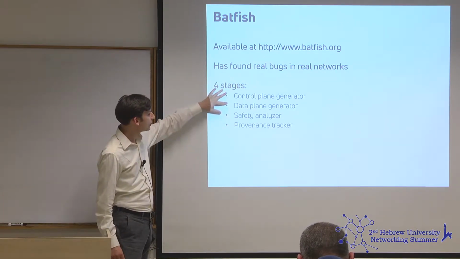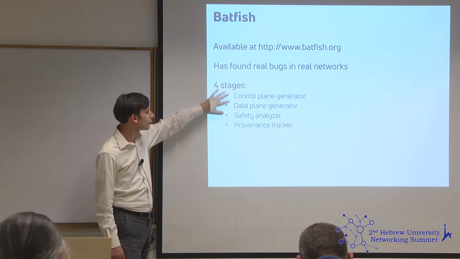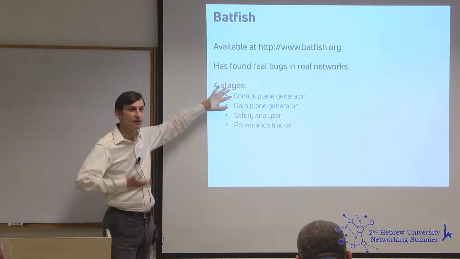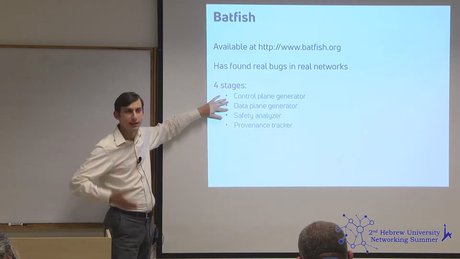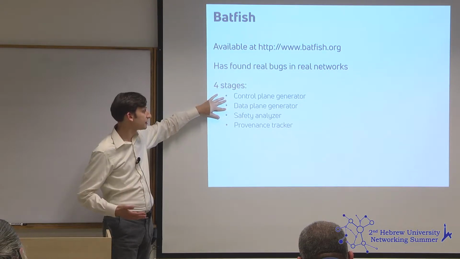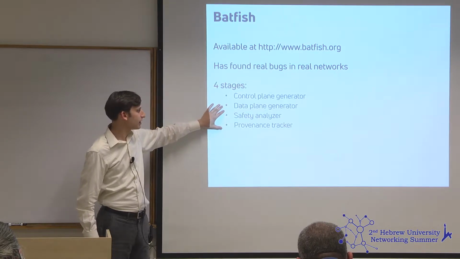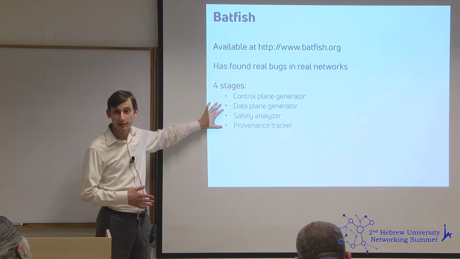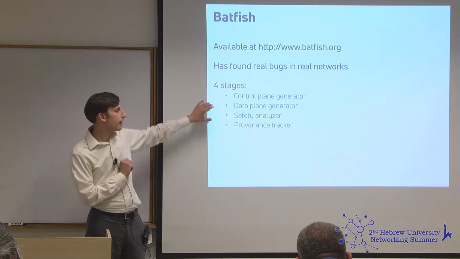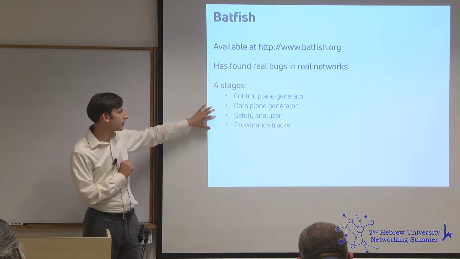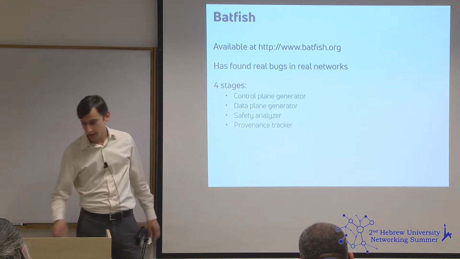Okay. So there are four stages here. We're going to generate the representation of the control plane, the starting point, what the configurations say. Then we're going to simulate the control plane, its dynamic operation, the routing protocols, and so on, to generate the data plane. That's the data plane generator. Then that plugs into a data plane verifier, like what we just saw, but Batfish used a different one called network optimized Datalog, a safety analyzer, and then the provenance tracker does this backtrace.